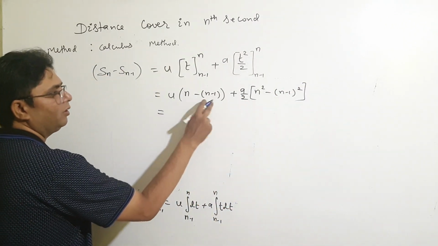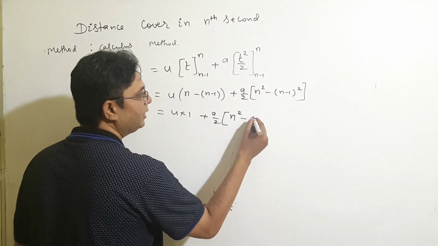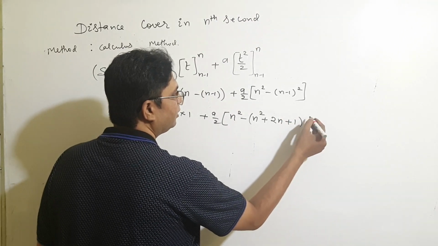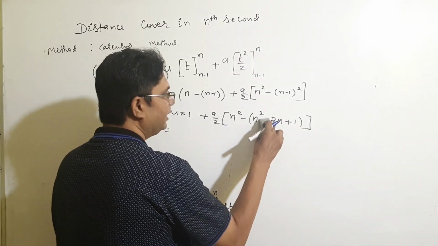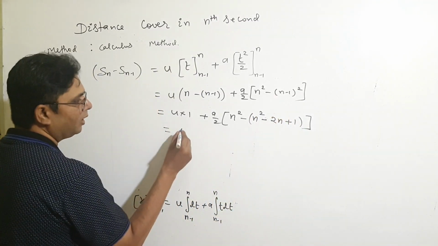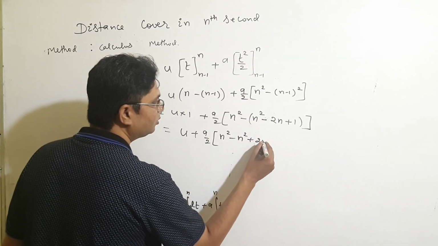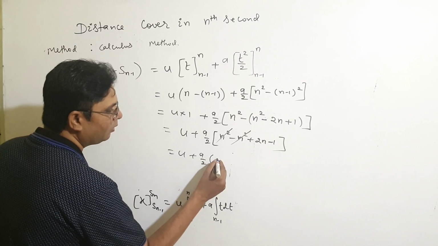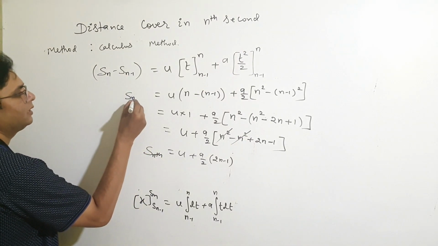Now solve it. So here you get u into 1 and a by 2. Inside the bracket you get n square minus n square plus 2n minus 1, since this is minus, you have a minus sign here. So you have u plus a by 2, and under the bracket you have n square minus n square plus 2n minus 1. Cancel this. Again you have u plus a by 2 into 2n minus 1. This is said to be S nth.